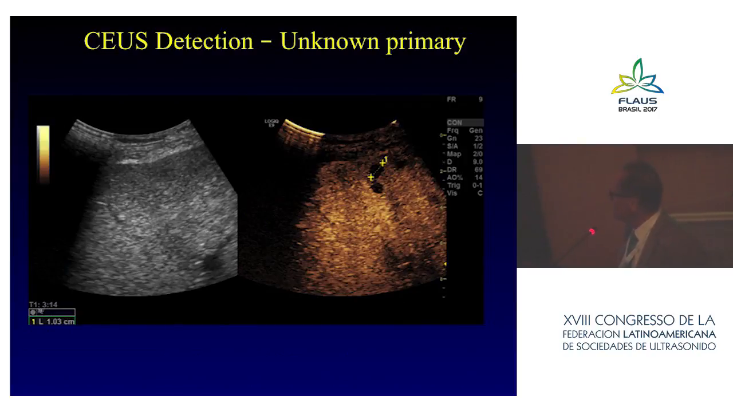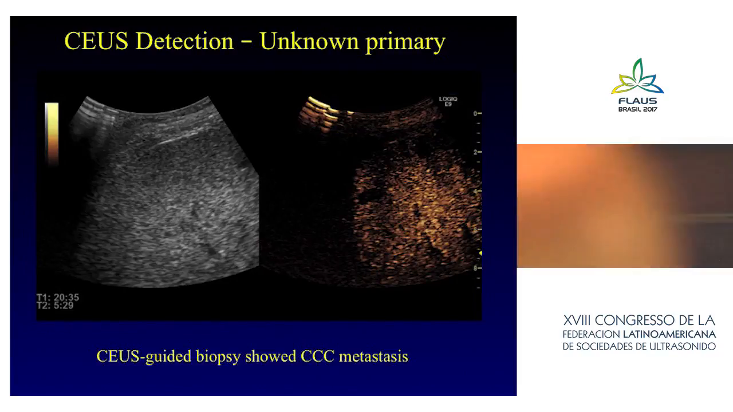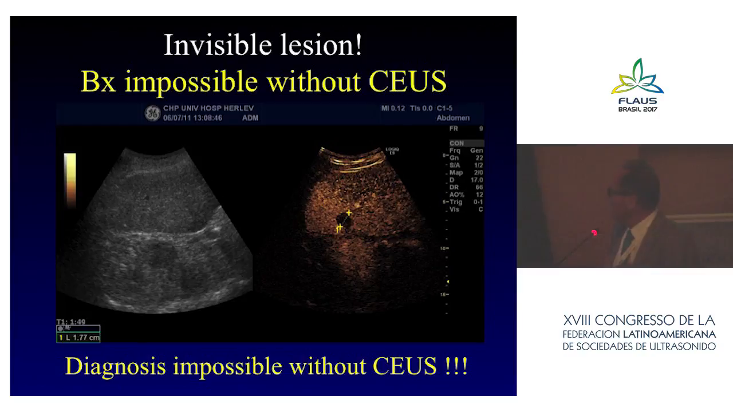Sometimes, if you have not used contrast, you cannot see it. So this lesion you cannot find here. This is an unknown primary cancer. We took a biopsy, and the biopsy turned out that this was actually a colorectal metastasis. So for the patient, we got the diagnosis of not only the metastasis, but also the primary. So what is it? If you have a lesion like this, you cannot see.